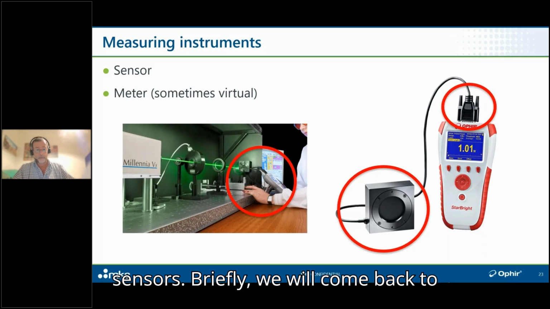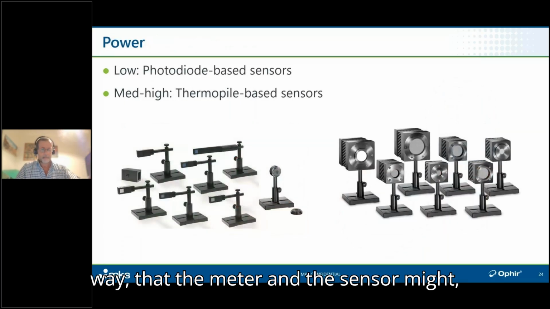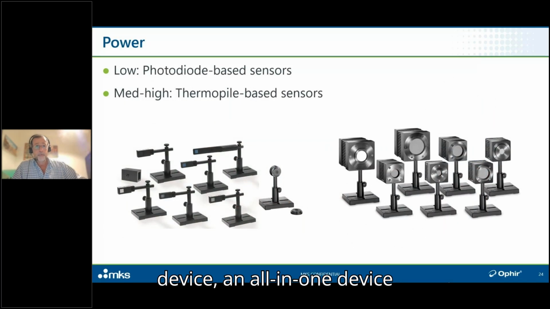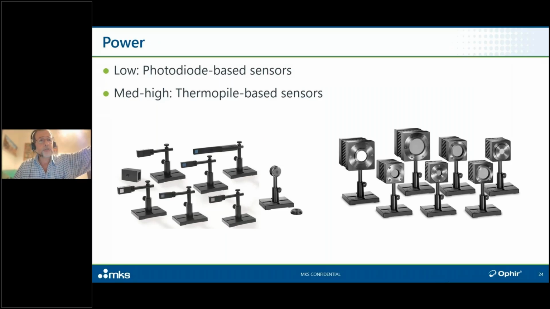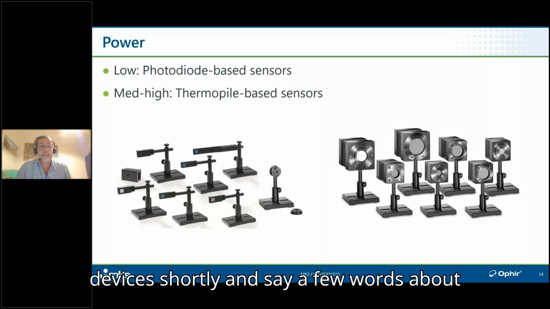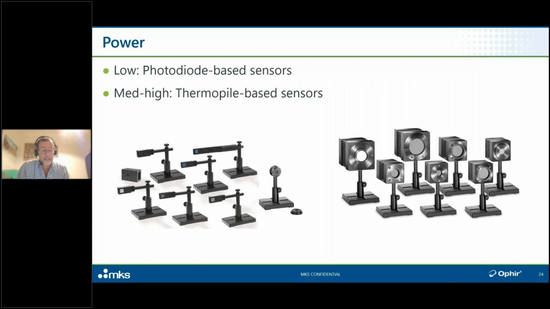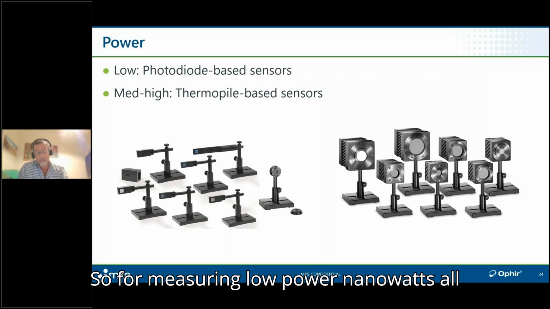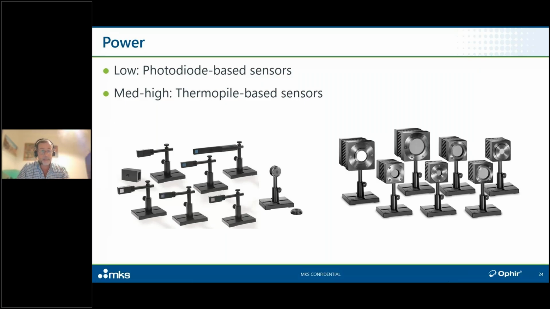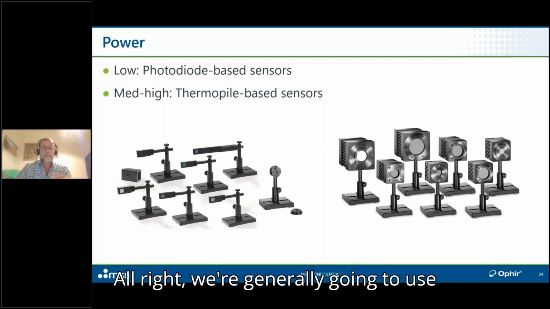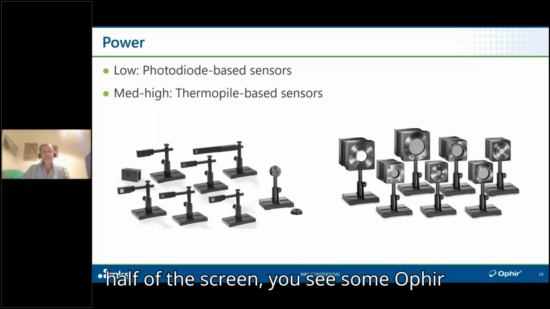So for measuring low power, nanowatts, all the way up to maybe a couple hundred milliwatts typically, we're generally going to use photodiode-based sensors because they have the sensitivity. Here on the left half of the screen, you see some Ophir photodiode sensors. We have sensors that can measure from picowatts actually up to a couple hundred milliwatts, various types for different spectral regions: silicon, InGaAs, germanium.